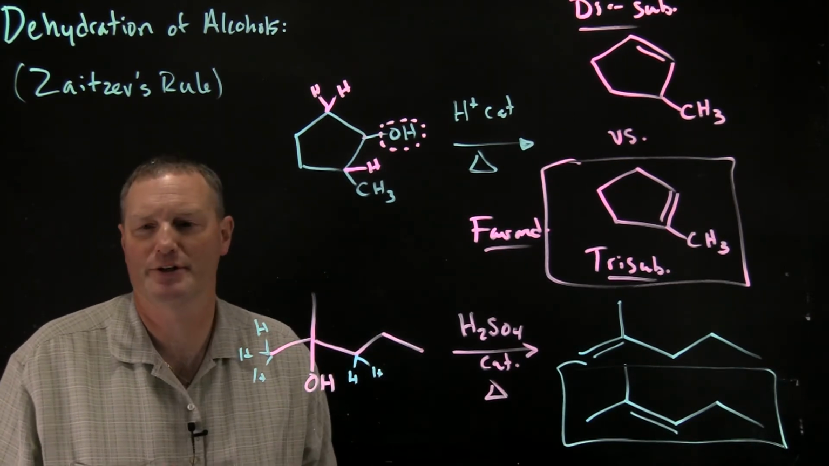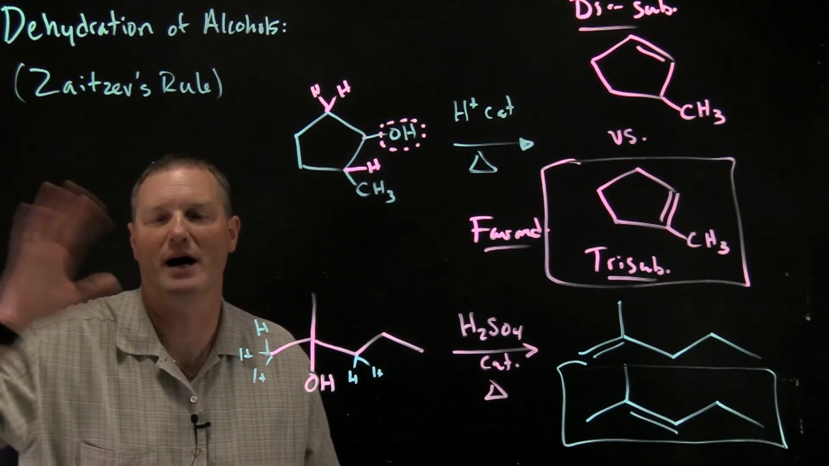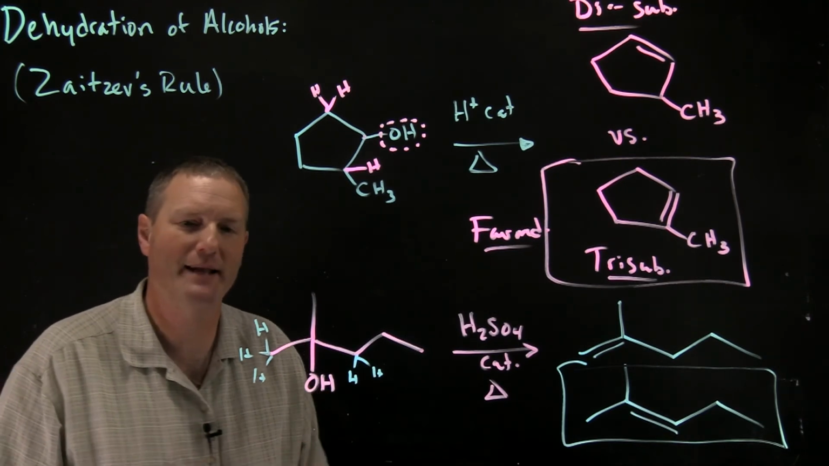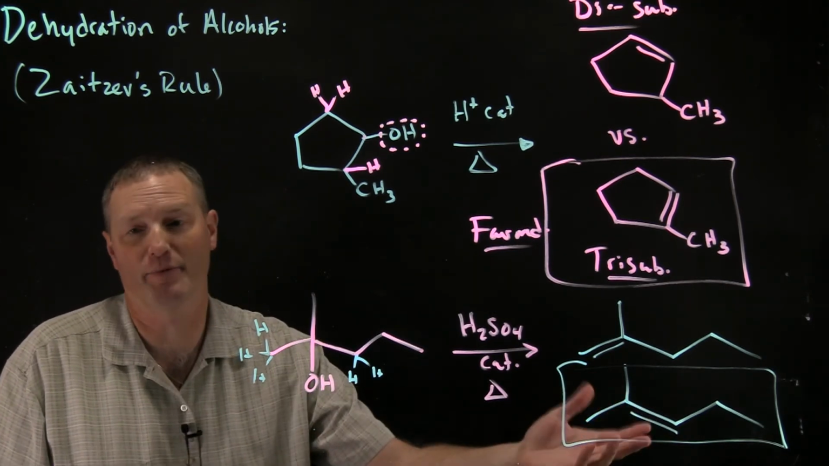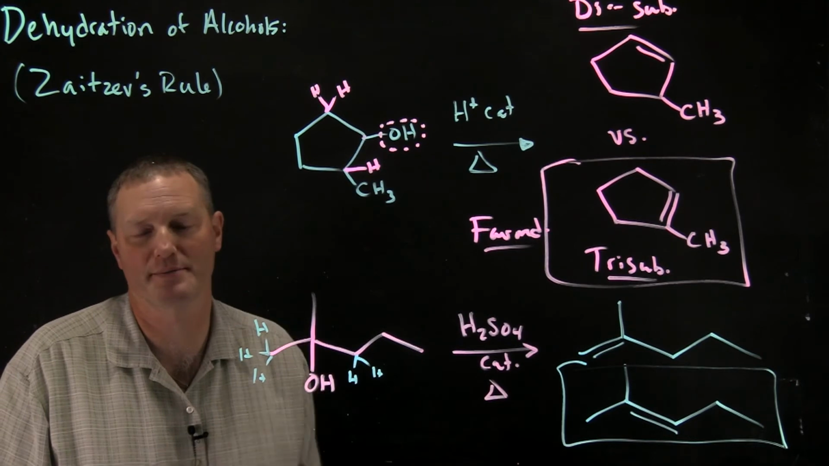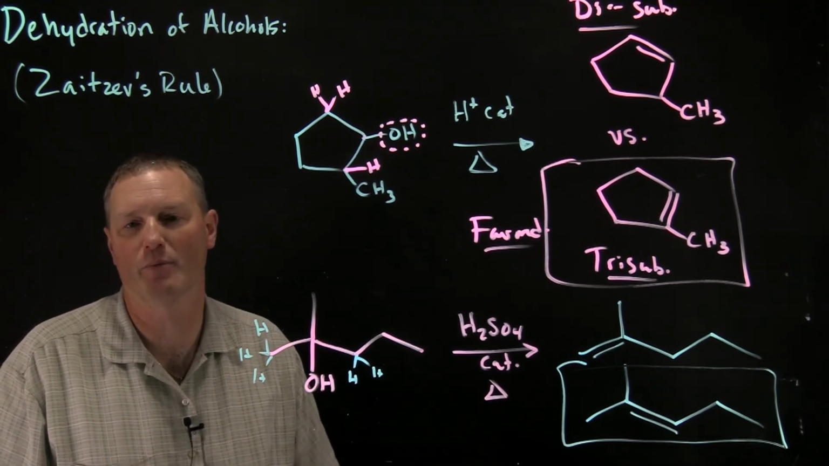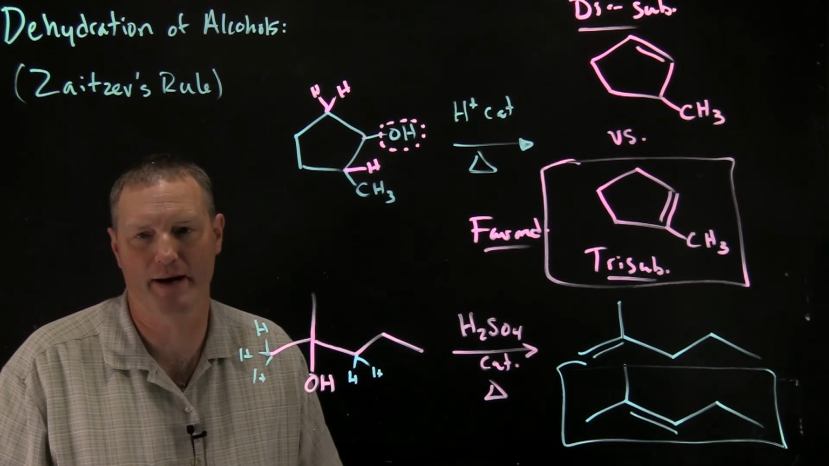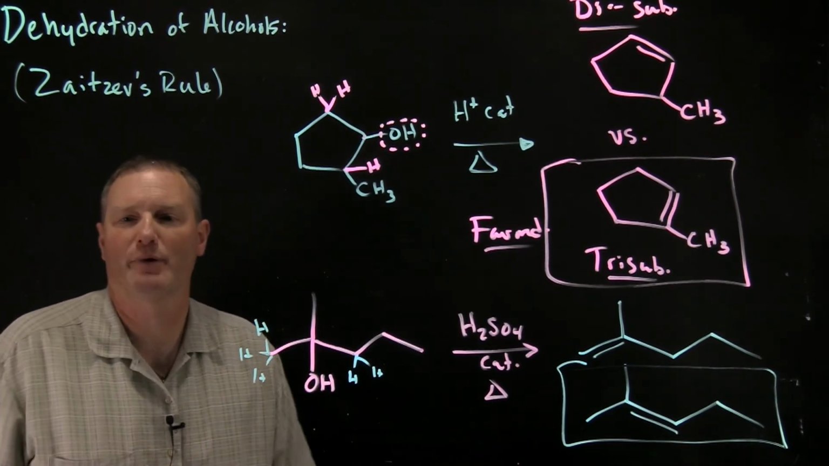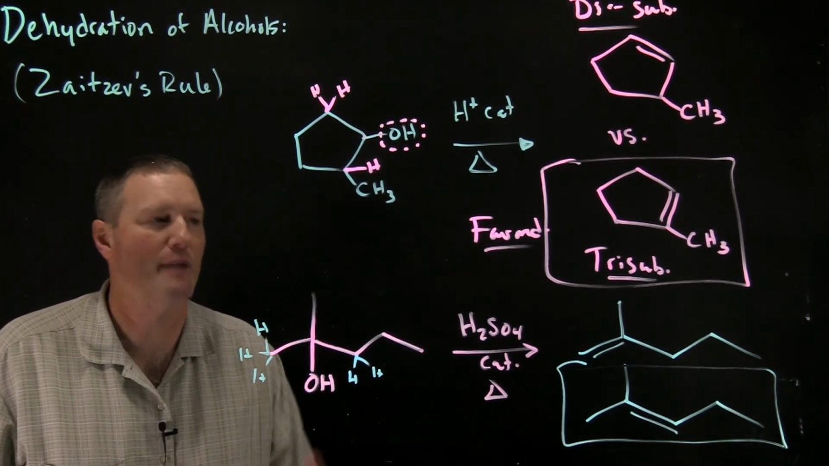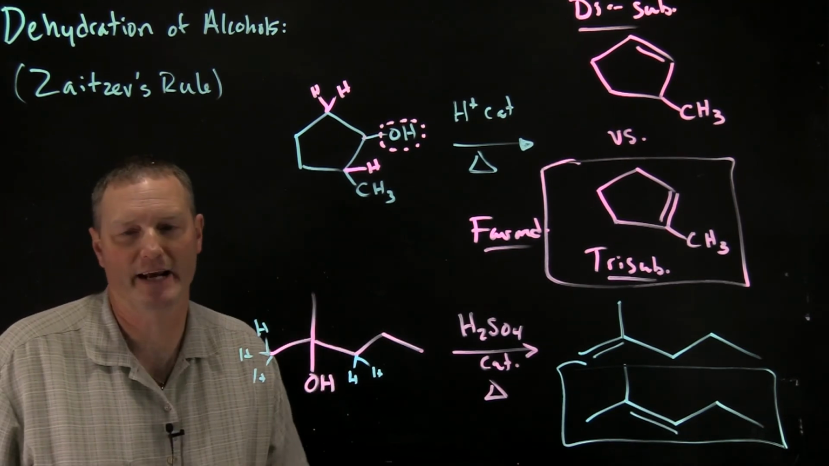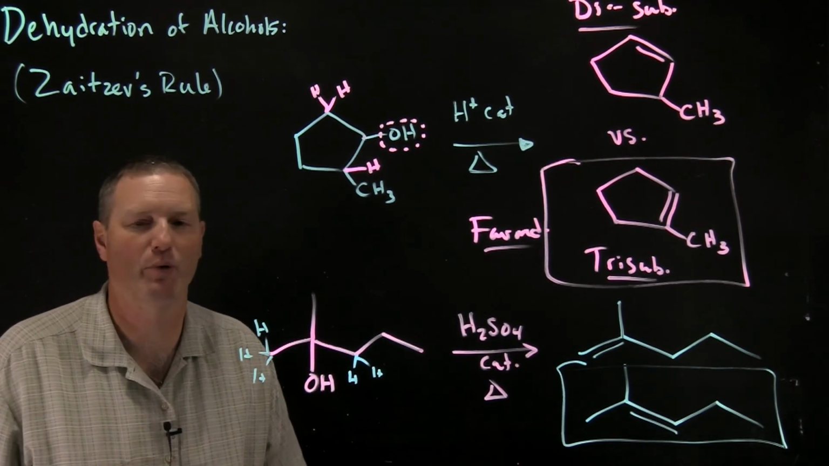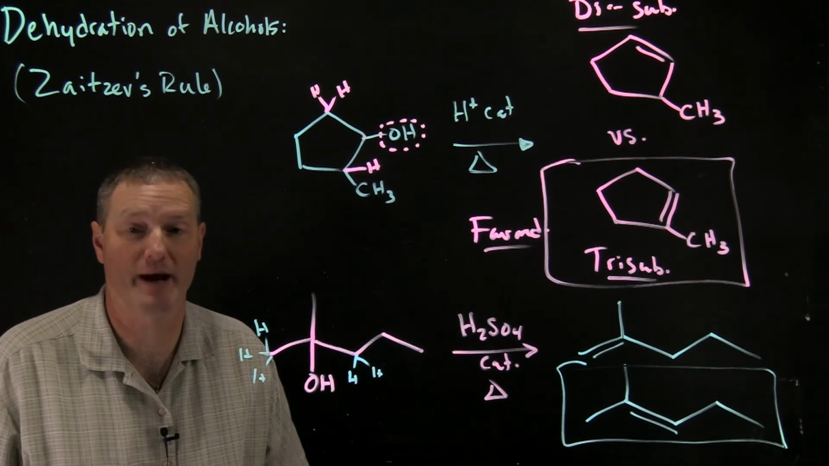I haven't gone too much into the rationale or the reasons why Zaitsev's rule works. The bottom line deals with the stability of the products. In general, more substituted double bonds tend to be more stable than the less substituted double bonds. So please get some practice with homework problems, applying Zaitsev's rule to the dehydration of alcohols, a very, very important reaction in organic and also in biochemistry. Good luck.